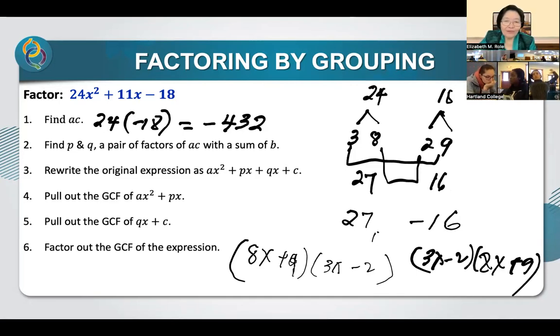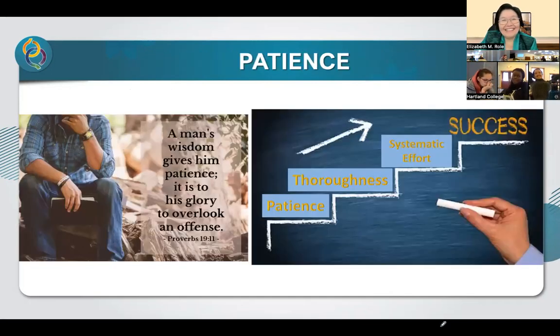I hope you're enjoying your factoring. And I just want to say that you need patience. To succeed in factoring, you need 3 things: patience, thoroughness, and systematic effort. Be systematic. Proverbs 19:11: a man's wisdom gives him patience. So we're getting wiser and wiser in factoring, and it is giving us patience. It is to his glory to overlook an offense. You may make mistakes, but don't worry, just keep trying.